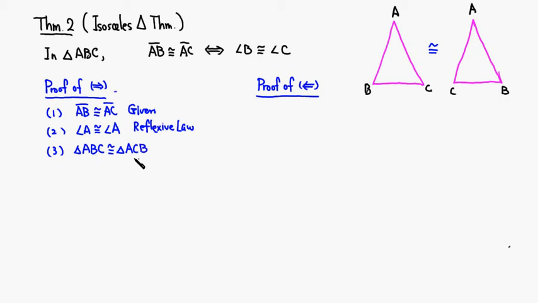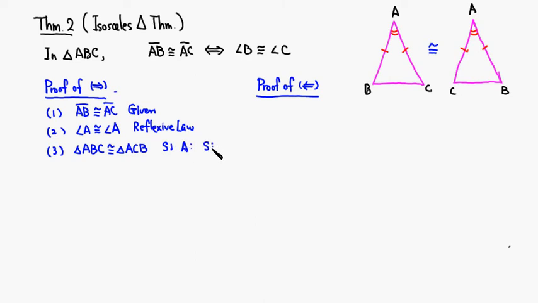Pay attention to the order. This is ABC, this is ACB. So this is by, let's see, what do we have? We have the side here, AB is congruent to AC, and AB is congruent to AC. Then we have angle A, well, this is the same angle, so these are congruent. So therefore, we basically have a side, angle, side.